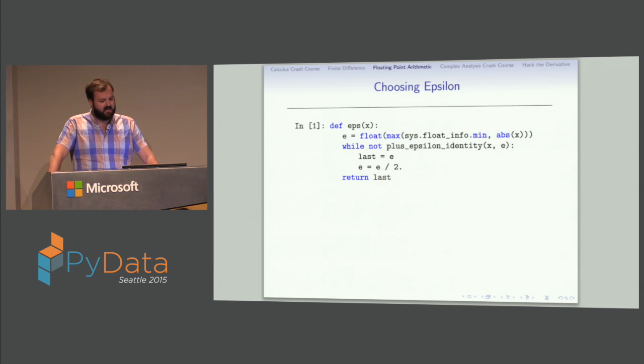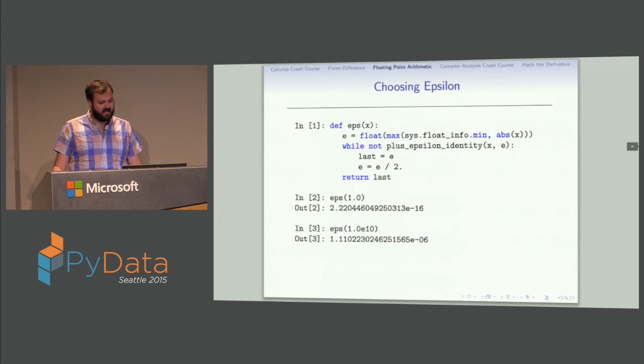So to figure this out, we can write a function that will find what the base epsilon is at any given x. This basically just plugs in an epsilon and then doubles it until you actually go somewhere, and that gives you a very close estimate of how big the gaps are at the x value that you're looking at. So we can plug that in. We can see what the gap is at 1.0, and it's point 15 zeros and a 2. And then if we go up to a 1 with 10 zeros, we have 6 zeros and a 1.